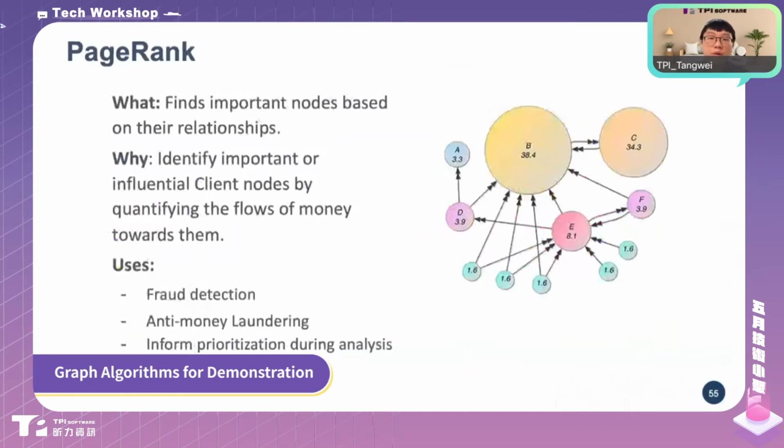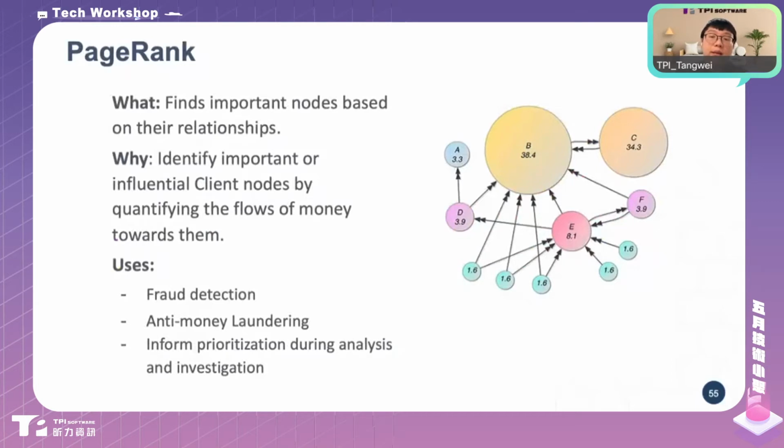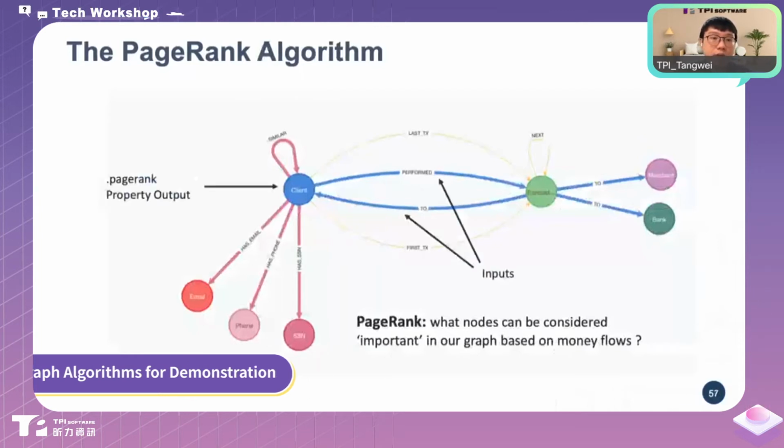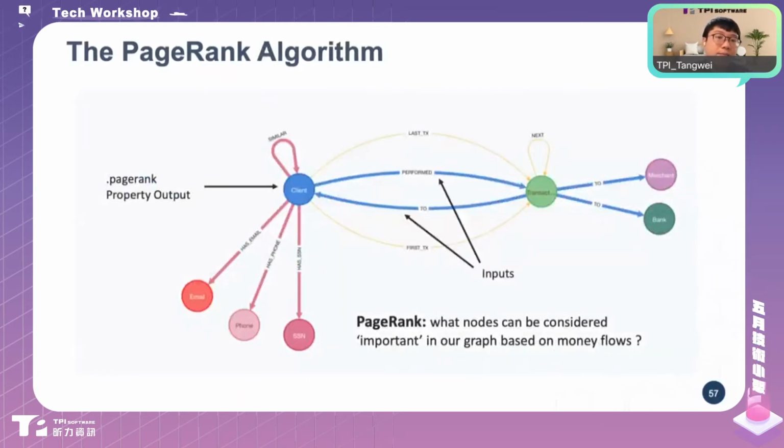To be more detailed, PageRank is to find important nodes based on their relationships. Therefore, we can identify important clients' nodes by quantifying the flows of money toward them. Okay, so here we can see the PageRank algorithm in our dataset. We can see which nodes can be considered important in our graph based on the money flows. In this dataset, these are the inputs and the outputs of the PageRank algorithm.